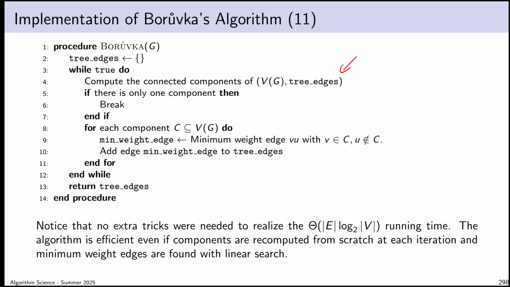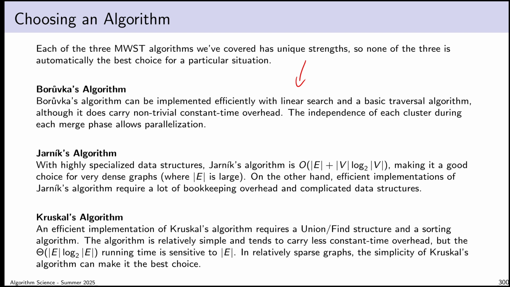I mean, we already saw, for example, even for tasks like computing connected components, it's likely that doing that with a union-find structure is going to be faster than doing it with DFS or BFS. And so Borůvka's algorithm is likely to be slower in practice, despite it being asymptotically the same, because it carries a lot of overhead. On the other hand, it does have its benefits.